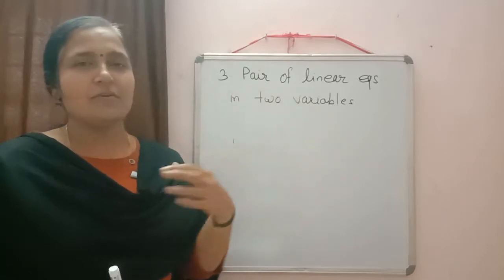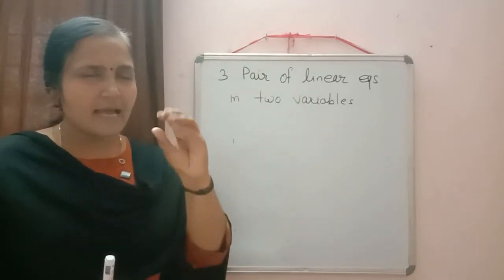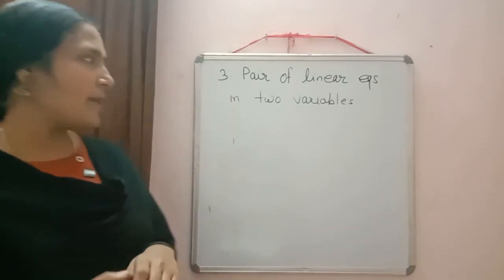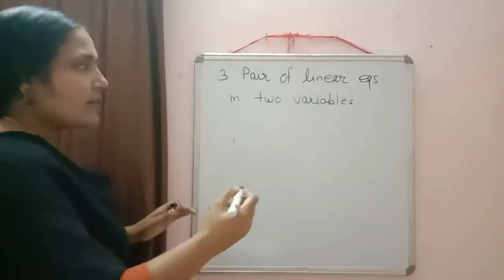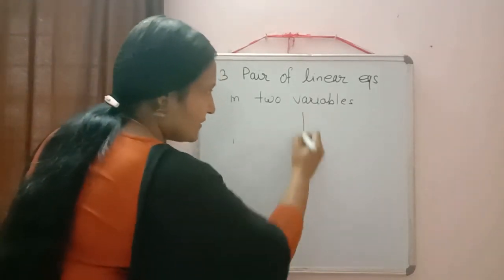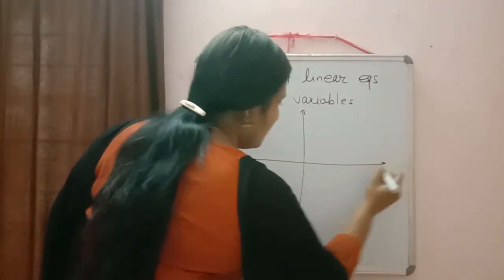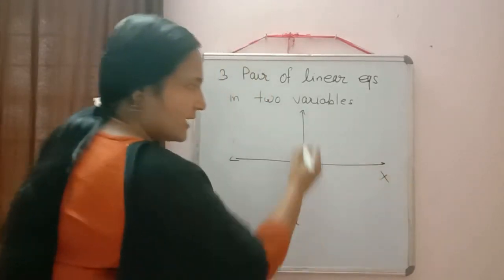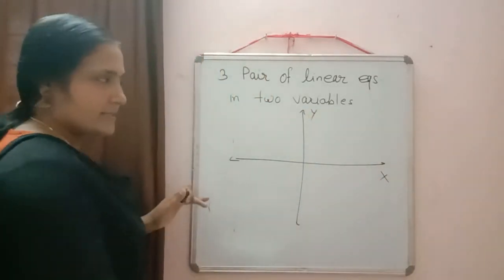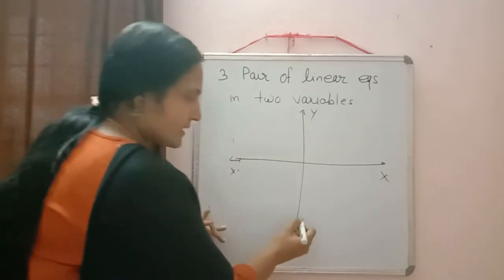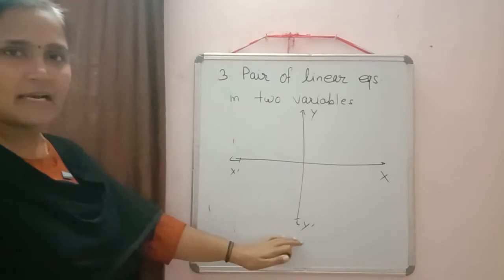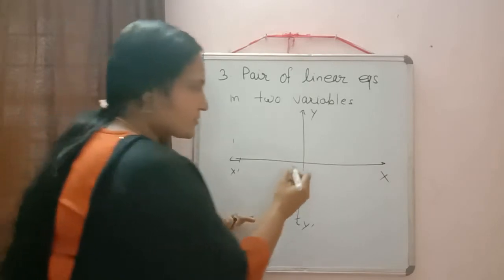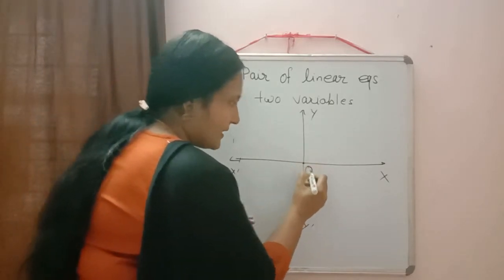Before going to the solution by graphical method, I am just revising the graph concept which we studied in 9th class. Yes, in coordinate geometry the whole plane is divided by two lines. The horizontal line is called x-axis and the vertical line is called y-axis. The negative side is denoted by x dash and the negative side of y-axis is denoted by y dash. The intersection point of x-axis and y-axis is called the origin and denoted by the letter O.